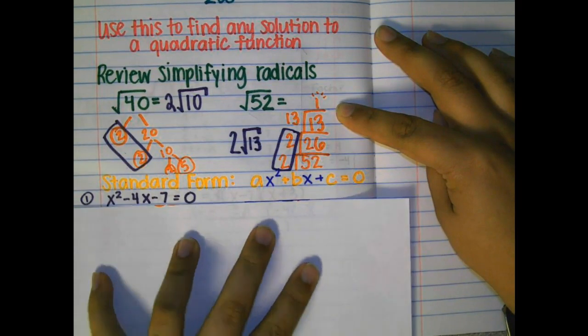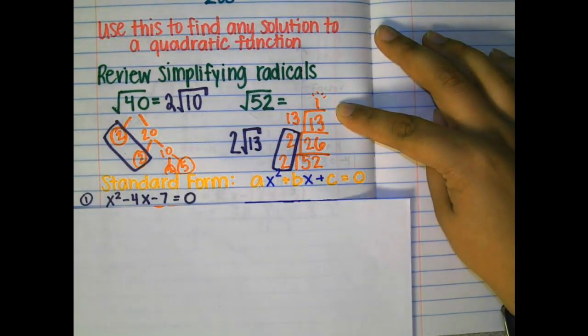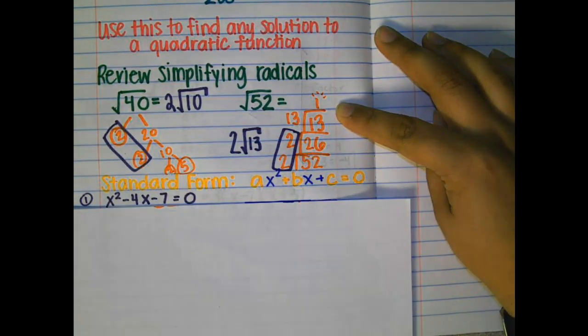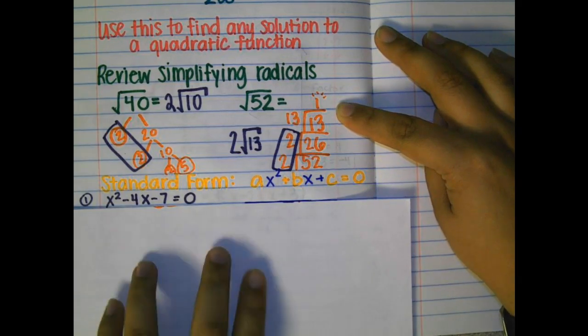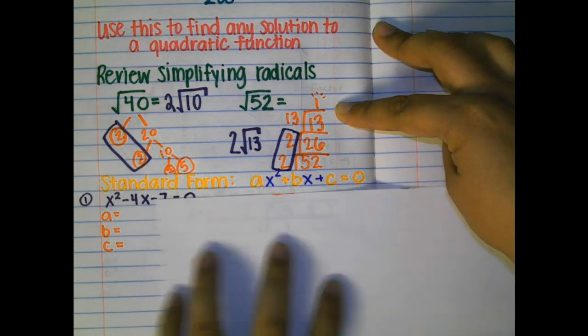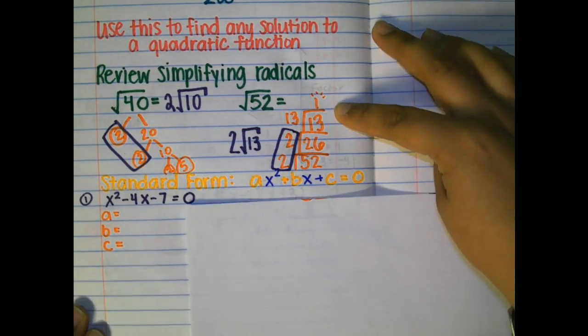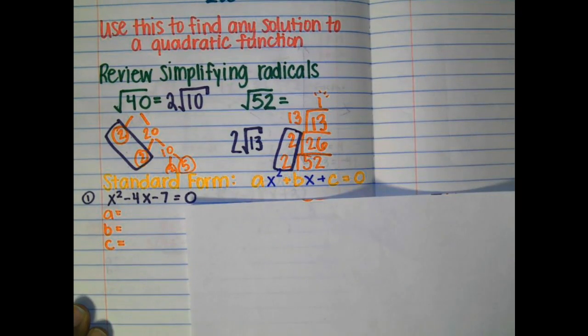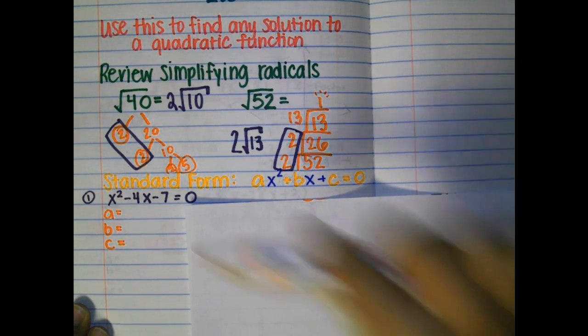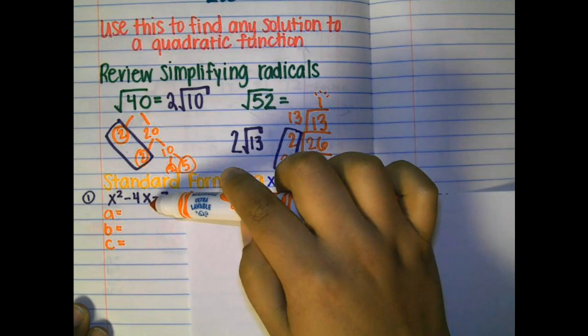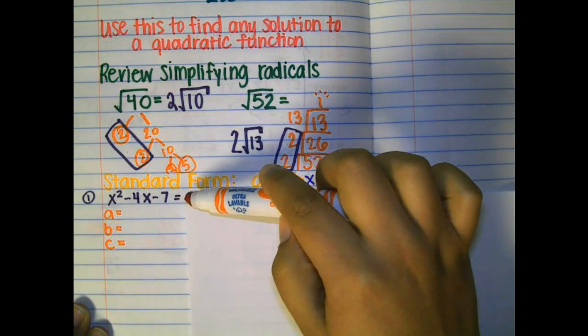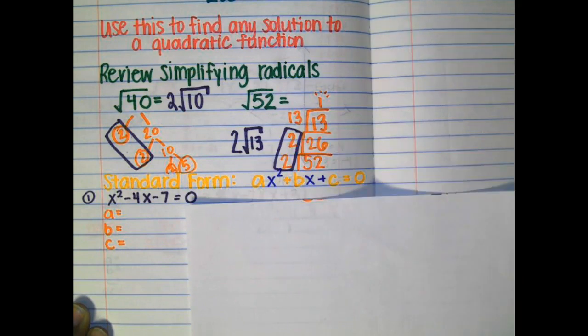So here's your first example. X squared minus 4x minus 7 equals 0. We're going to use the quadratic formula to solve for x. Remember, there should be two solutions for x. Our first step, I'll move this paper over here because I don't want you to get overwhelmed. Our first step is, well, first we have to check to see if it's in standard form. We've got the x squared term, we've got an x term, and we have a constant, and they're equal to 0. So this is in standard form.